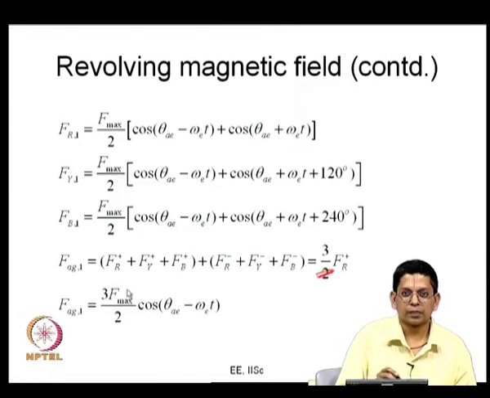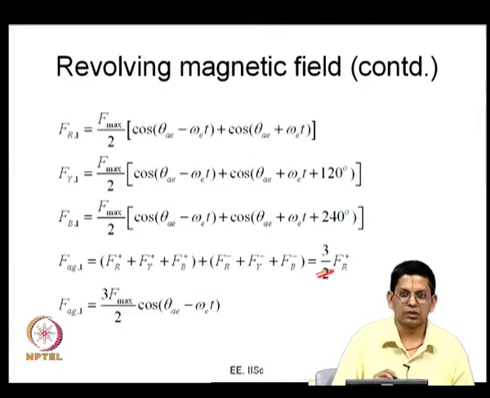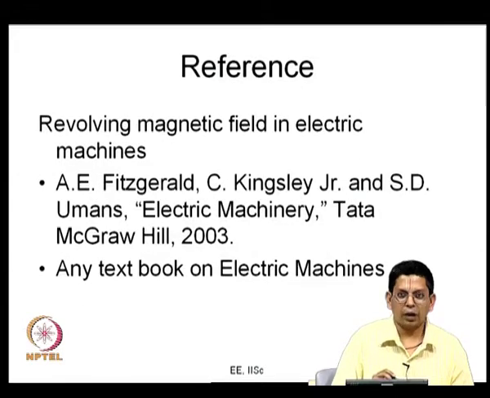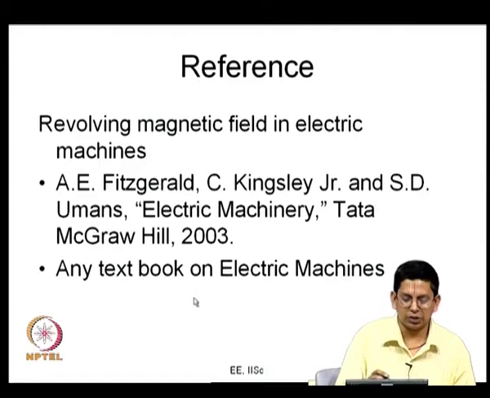a revolving magnetic field. Thus you get a revolving magnetic field produced by 3 phase windings excited with 3 phase sinusoidal currents. If you want more on this revolving magnetic field, you can take any book on electric machines. One of the references I would suggest is A. E. Fitzgerald, Kingsley and Uman's Electric Machinery by Tata McGraw-Hill 2003.